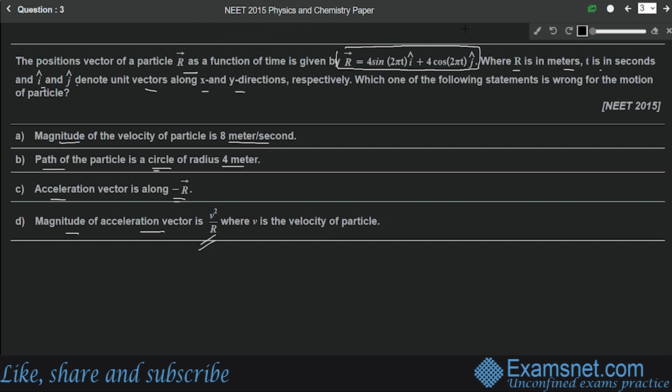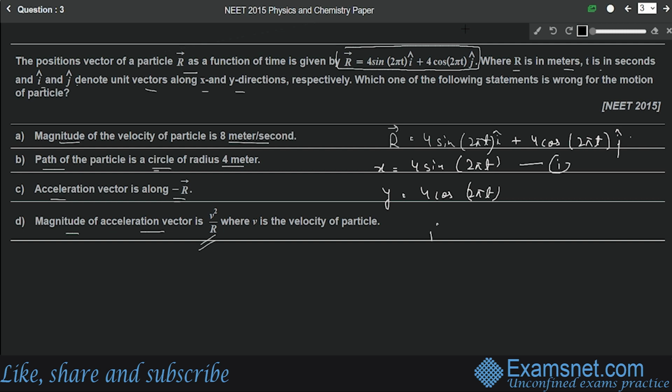So let's see, it is given that vector r equals 4 sin 2 pi t i cap plus 4 cos 2 pi t j cap. Okay. So if we say that x is equal to 4 sin 2 pi t and y is equal to 4 cos 2 pi t, right? Because i cap and j cap denote the unit vectors along x and y directions. So x is equal to 4 sin 2 pi t and y is equal to 4 cos 2 pi t.